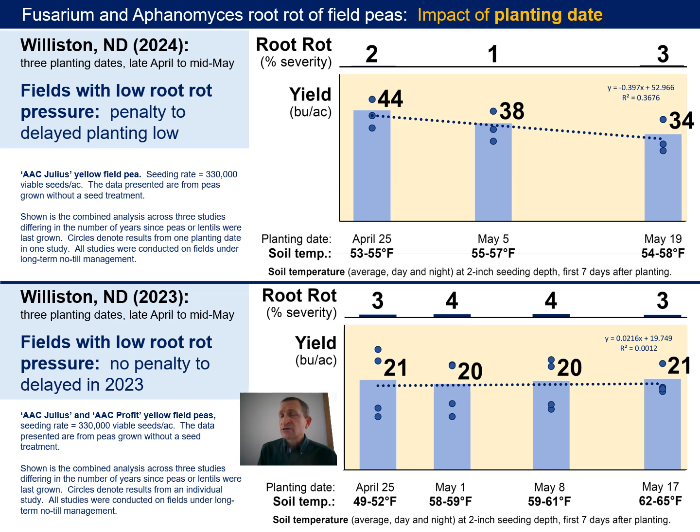So again, that goes back to our message. If you are dealing with a field with high Aphanomyces and Fusarium root rot pressure, then planting date becomes a critical parameter for managing this root rot complex successfully. If you have a field that has very low root rot pressure, now you have much more flexibility on your planting date.